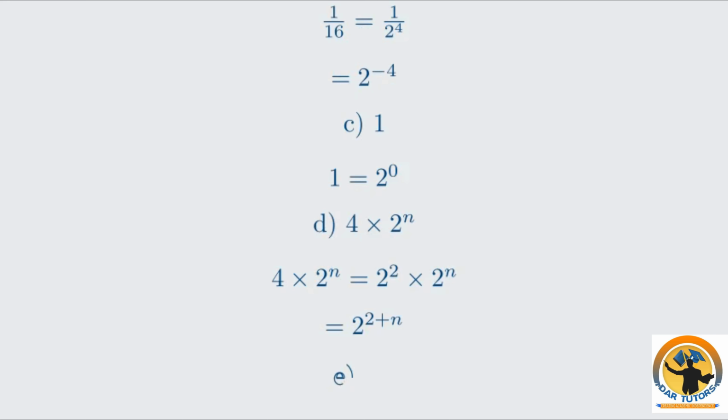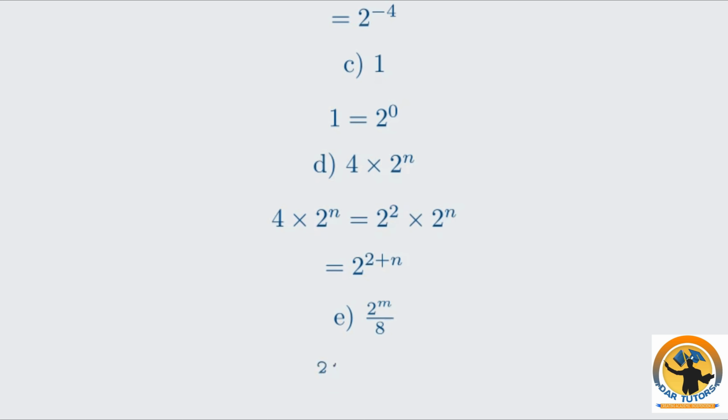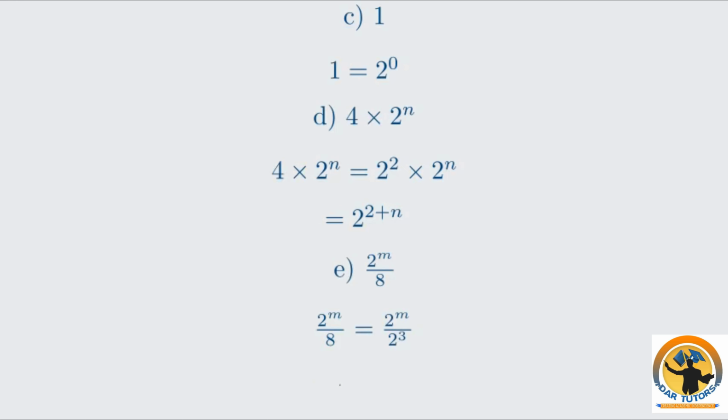Finally, let's simplify 2 to the power of m divided by 8. We express 8 as a power of 2, which is 2 cubed. The expression is now 2 to the power of m divided by 2 cubed. Using the division law, we subtract the exponents. The simplified form is 2 to the power of m minus 3.